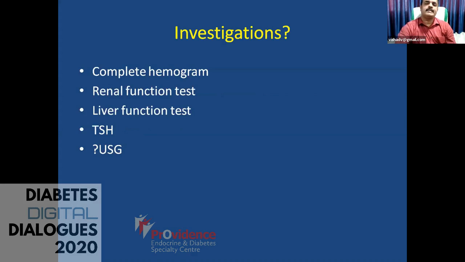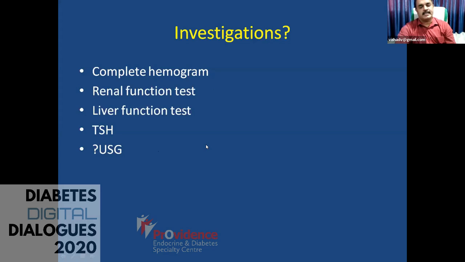So based on the data that we have, we need to address the associated conditions. We need to look for causes which produce hyperuricemia. So I would like to do a complete hemogram, where a high hemoglobin would be the marker for polycythemia, a renal function test, liver function test, thyroid, and possibly an ultrasound, because we know that hyperuricemia is associated with kidney stones and can be associated with fatty liver, as was spoken about by my previous esteemed speaker.